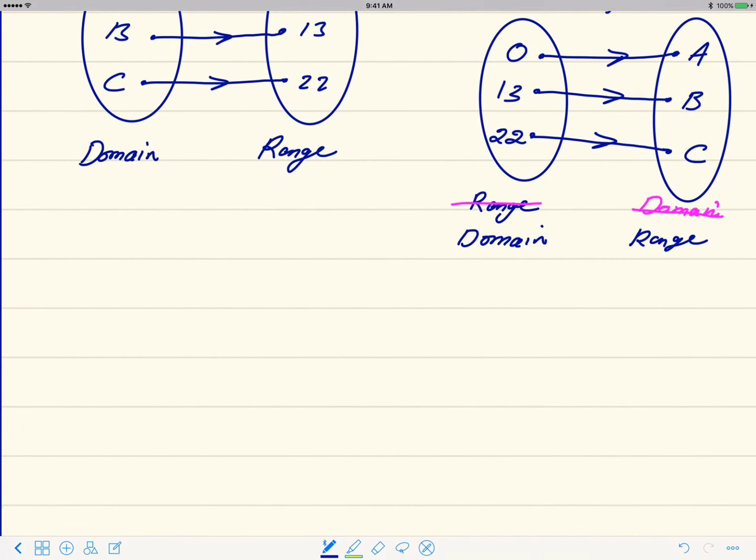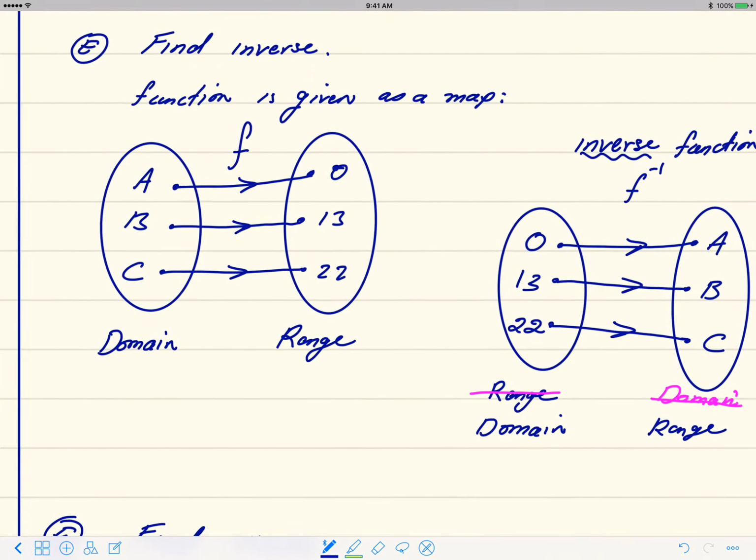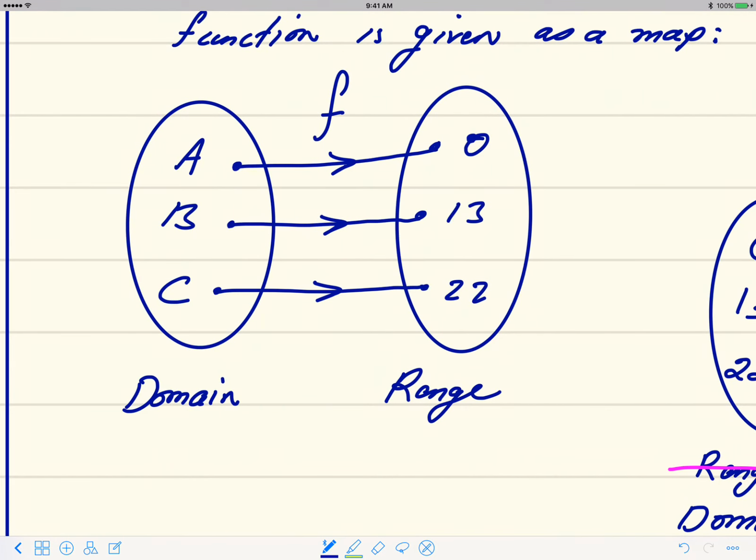And what if the function is given as a set of ordered pairs? So find the inverse. Now let me make a comment here. Look at the original function. The original function is one-to-one. If it wasn't one-to-one, we couldn't go backwards. Okay? So before you think about a function having an inverse, you have to make sure it's one-to-one, otherwise you can't find the inverse.